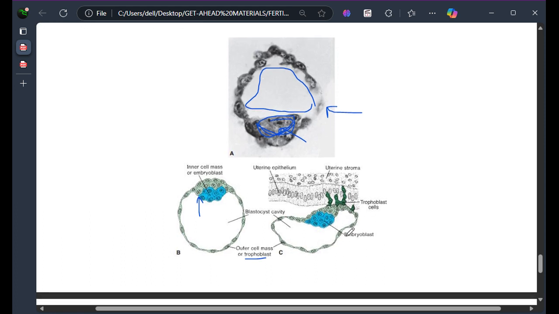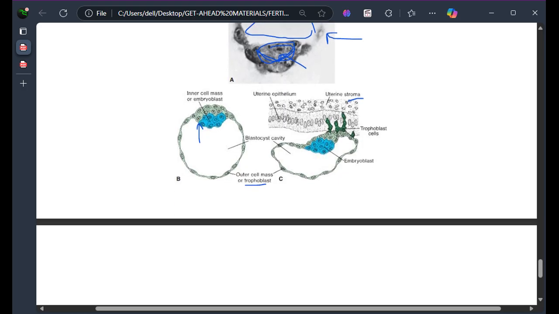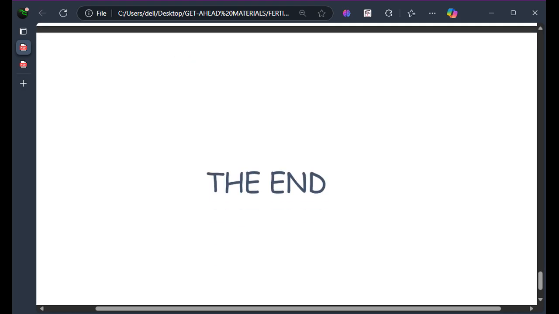That is what is happening here. So the trophoblast cells will be the ones that will start invading the uterine stroma. This is just the uterine wall. That's what we are referring to as the uterine stroma. Okay, so at that point, we are done with week 1. So that is what happens all the way up to week 1.